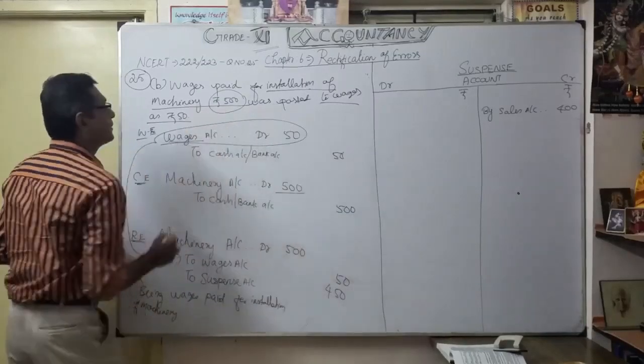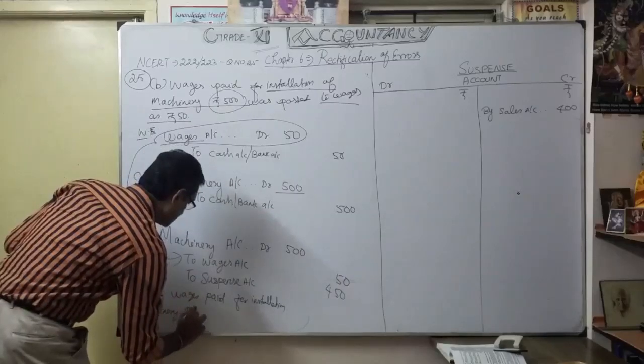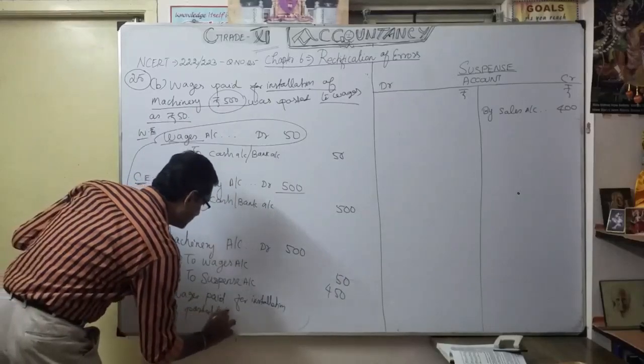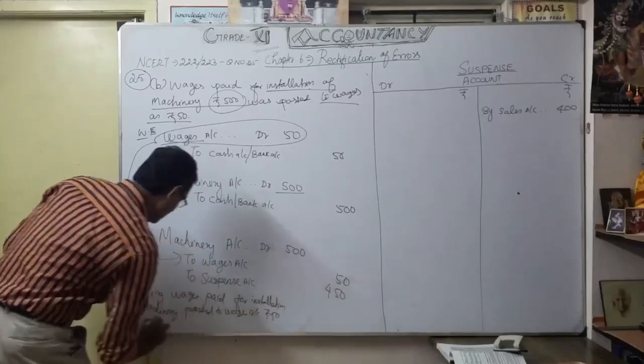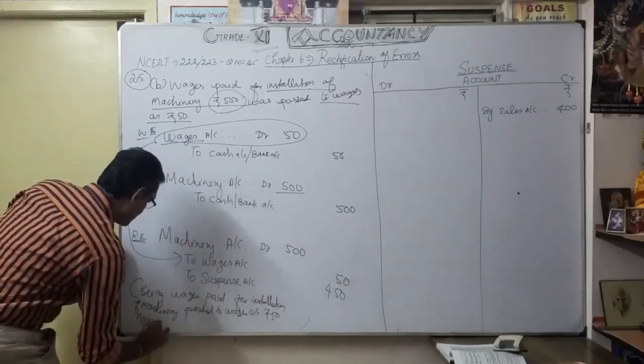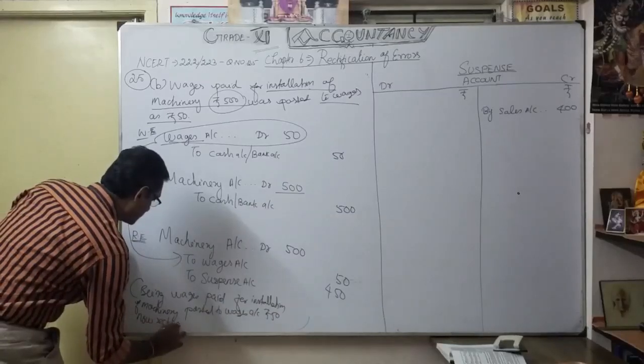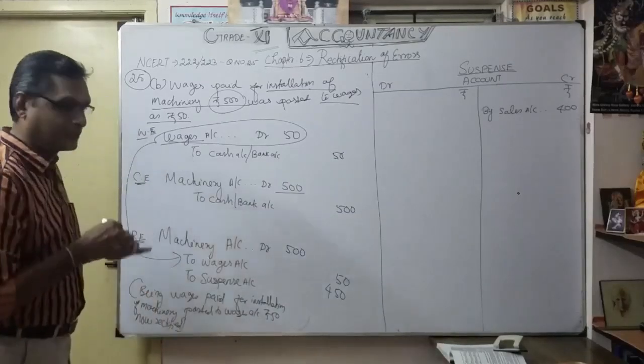Okay, machinery posted, wages account ₹50, now rectified. Now understood. That's what your rectification entry.